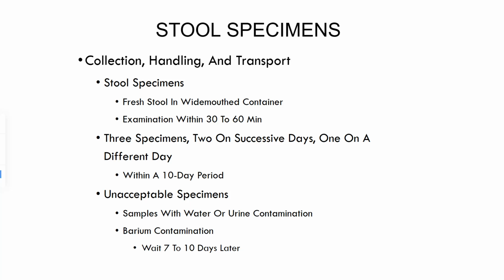3 specimens, 2 on successive days and 1 on a different day. So you would do 2 in a row on 2 different days and then 1 on an unrelated day out of the sequence, but still within a 10-day period. Unacceptable specimens would be samples with water or urine contamination, barium contamination. So some GI tests involve a patient swallowing barium, so we want to avoid that. You have to wait 7 to 10 days later to collect the stool specimens.